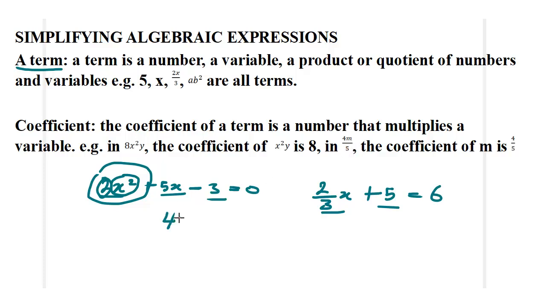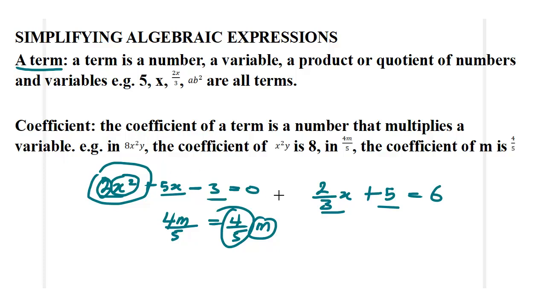In 4m over 5. Basically, if I have 4m over 5, if I want to write this, I can write it as 4 over 5m. So basically, the coefficient of m is what? 4 over 5. That is all. So basically, coefficient is a number. So coefficients are not variables. They are numbers that multiply a variable.